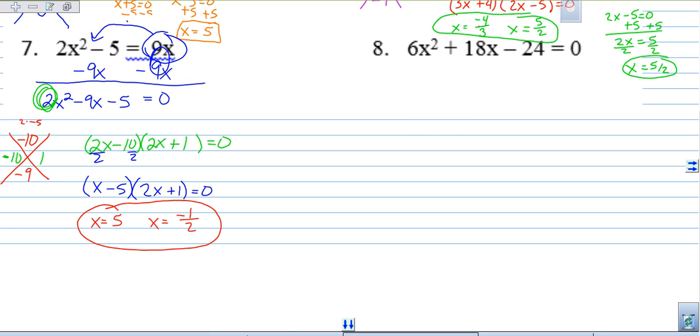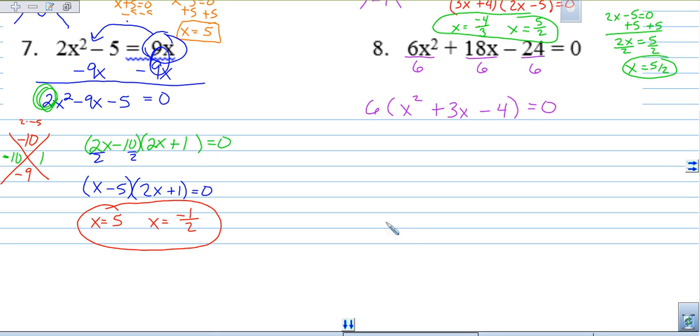Number 8. We look, it's set equal to 0. Great, that's a good first step. Now we're going to look to see if there's a greatest common factor, and there is. They all have 6 in common. So I'm going to divide it all by 6. Okay? And so you get 6 parentheses, and then you get x squared plus 3x minus 4 equals 0.